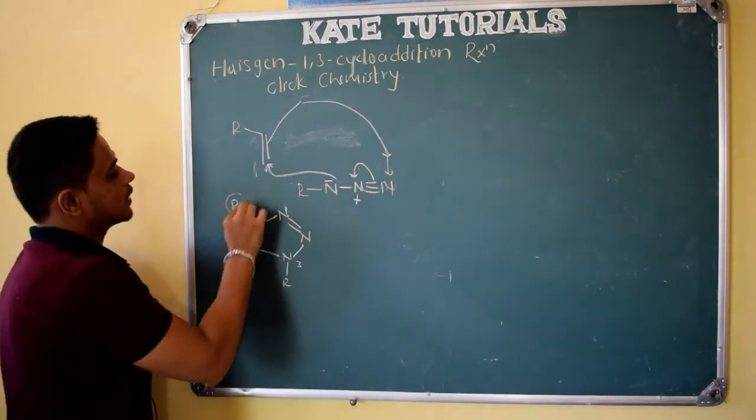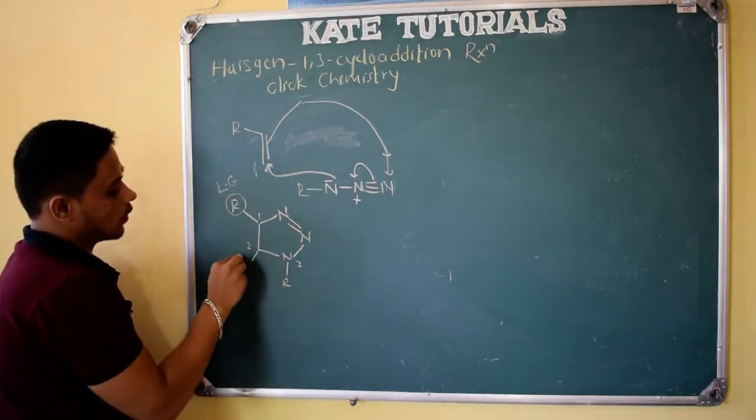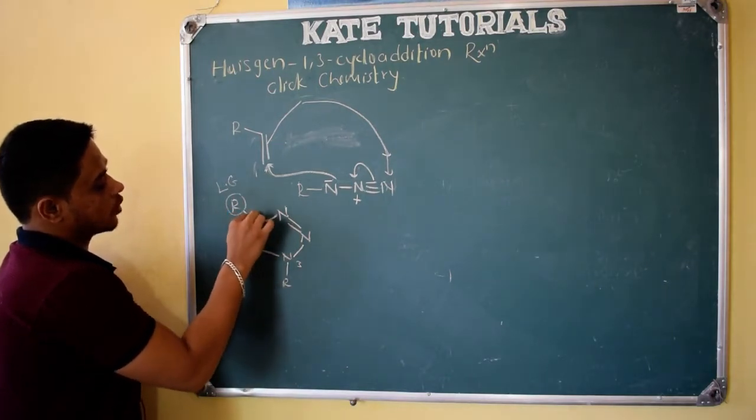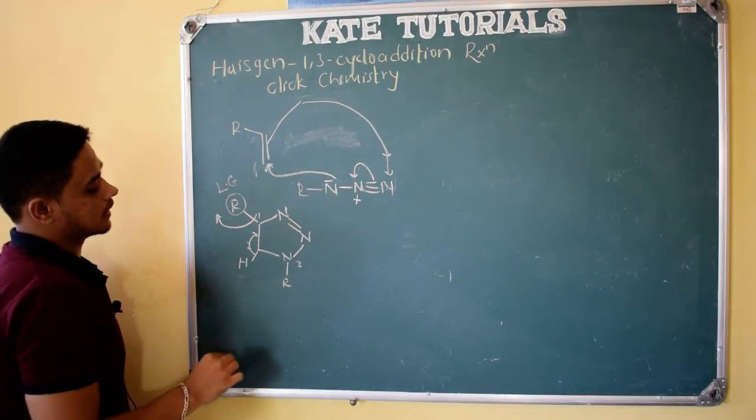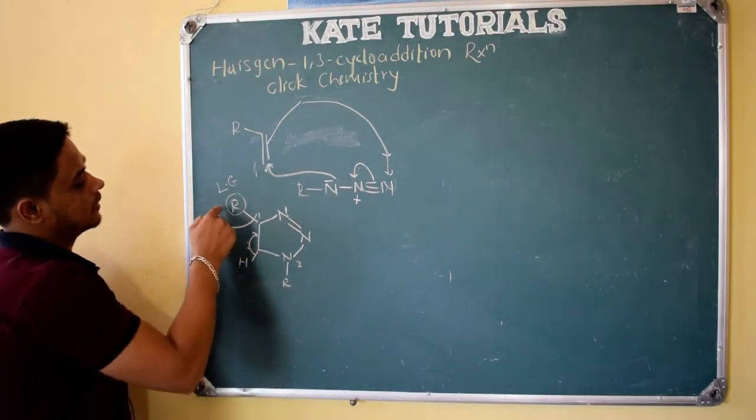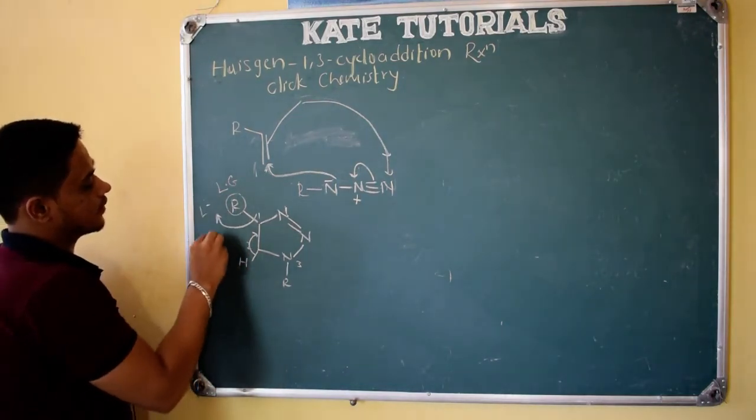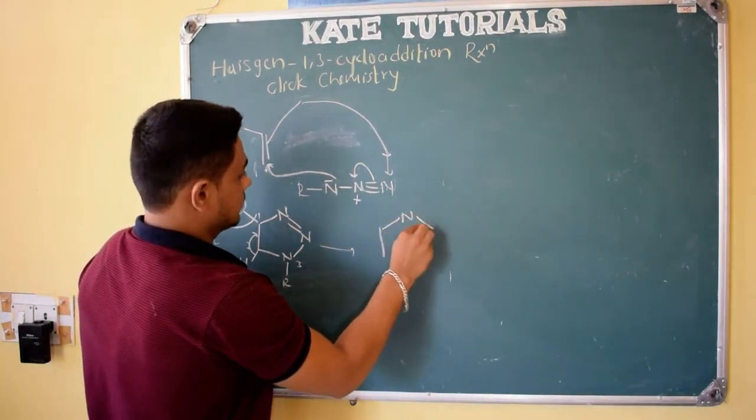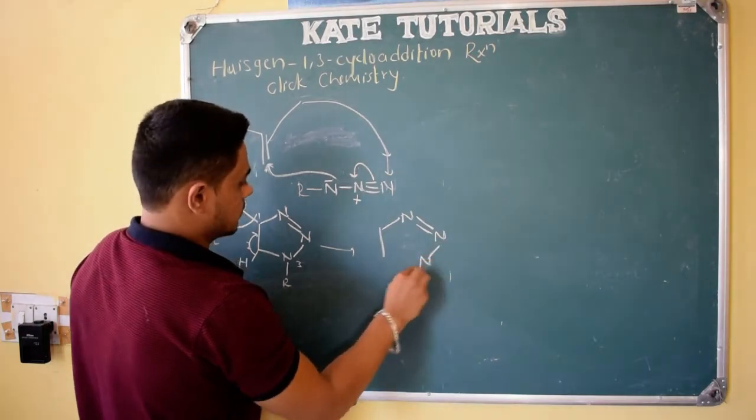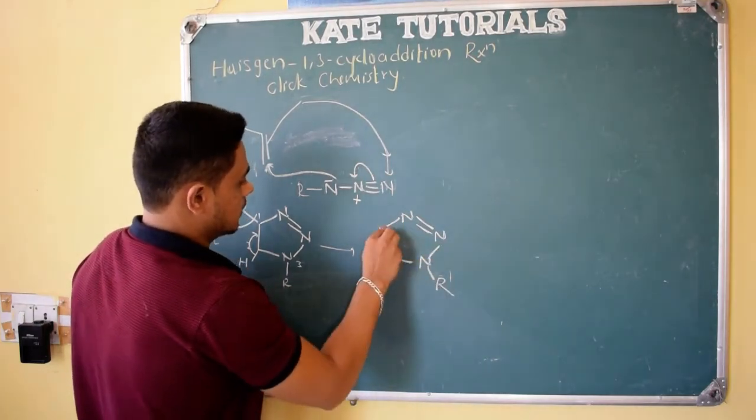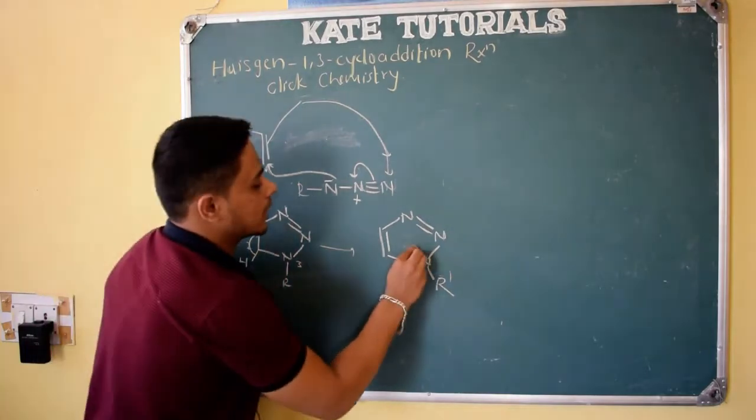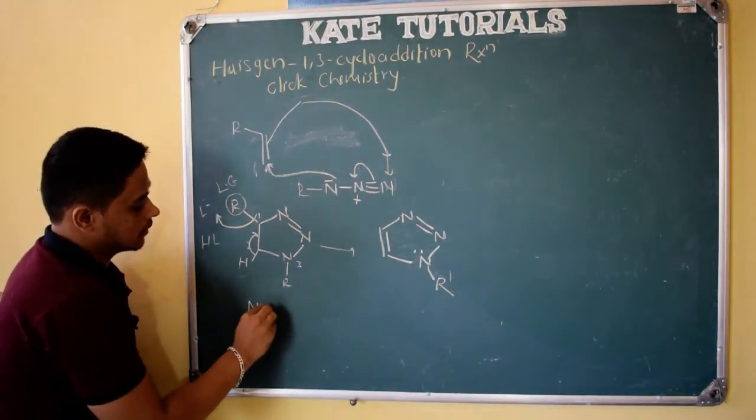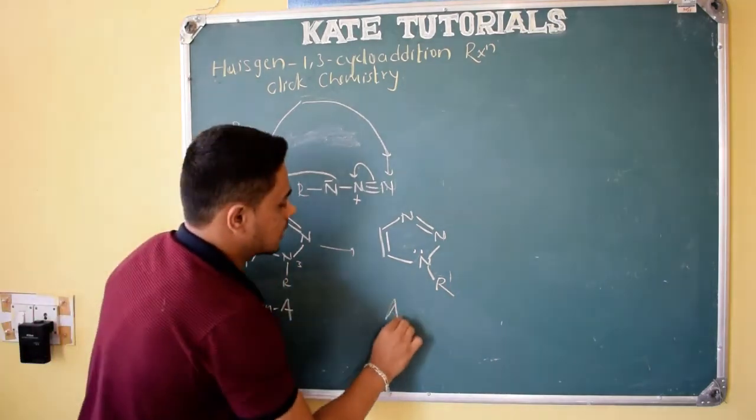If R is a good leaving group, right, then what happens? See here, this electron density moves, and this leaving group will take the electron density with it, and this H plus and leaving group L minus, HL they will form, right? So what will we get? We will get a compound like this. Double bond comes here, right? Now it became aromatic. Here initially it was not aromatic, it was non-aromatic, but here it became aromatic.